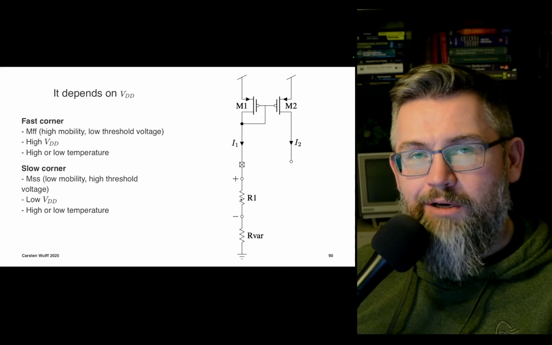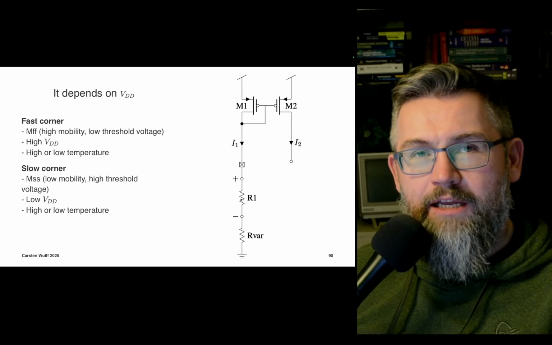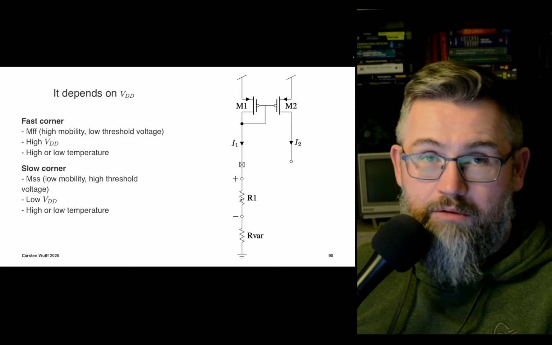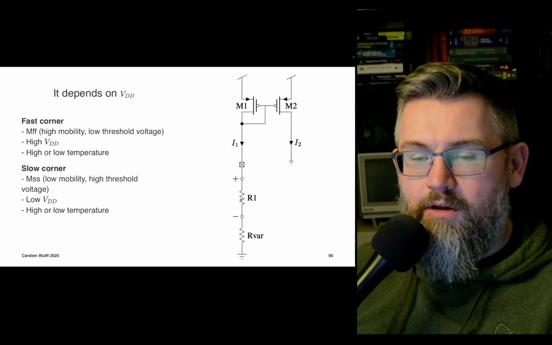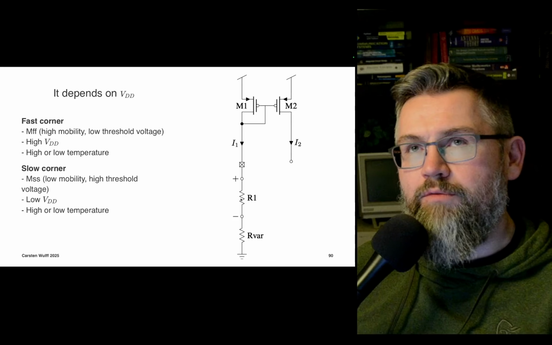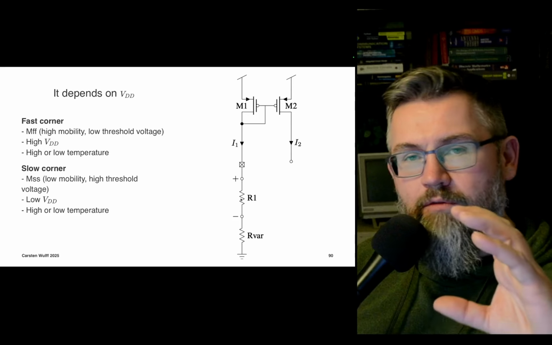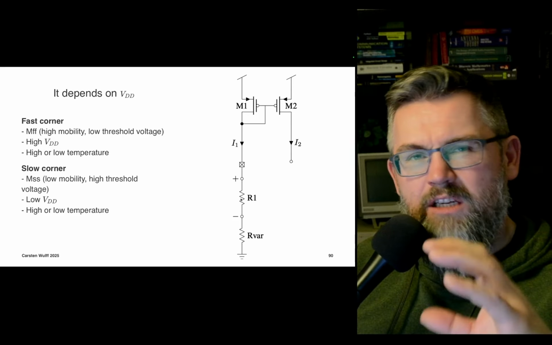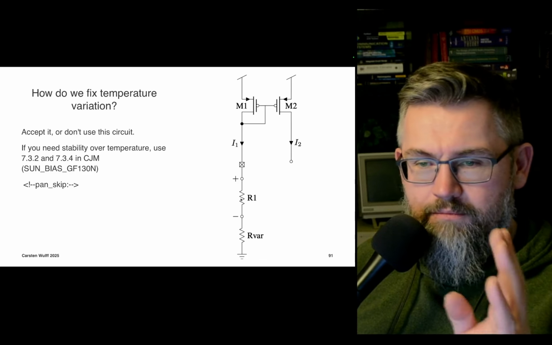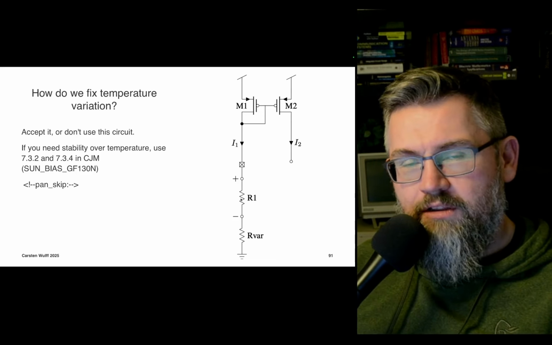So usually when we talk about fast and slow corners, we're actually talking about a fast corner. We're simulating at high VDD and we're simulating at high and low temperature, both, because we don't know which one is worst. And the same for the slow corner, you simulate at high and low temperature. There's actually usually a point for inverters that we call sort of zero temperature coefficient, where if you have the right VDD, then the speed doesn't really change with temperature. Okay, so how do we fix this? Well, if you need stability over temperature, you need a band gap, and we're going to look at that.